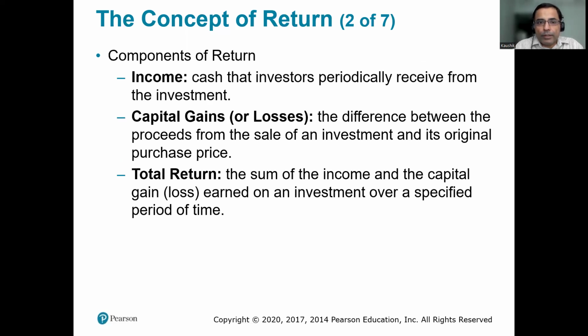The other component is capital gains. So this is the difference between the price at purchase and the price at sale or at maturity. If the price at sale or maturity is higher than purchase price, then we have capital gains. If it is less, then we have capital loss. And total return is the sum of income and capital gain or loss.